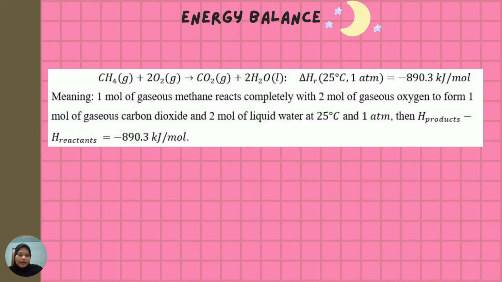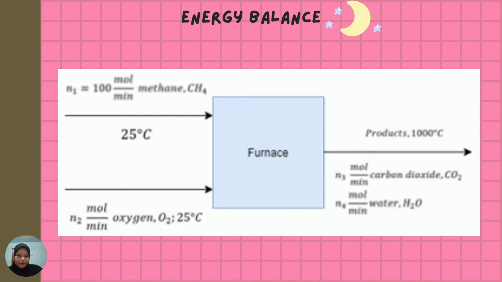Here we can see that 1 mole of gaseous methane reacts completely with 2 moles of gaseous oxygen to form 1 mole of gaseous carbon dioxide and 2 moles of liquid water at 25 degrees Celsius and 1 atm. Then we can see the heat of reaction is negative 890.3 kilojoule per mole. So this is the diagram for this energy balance.